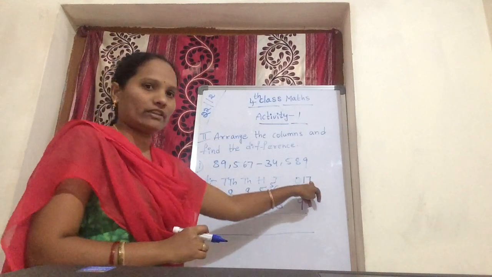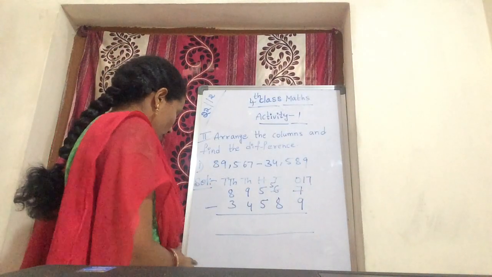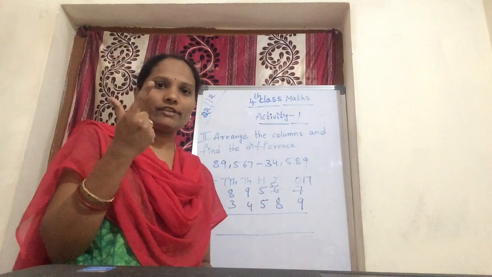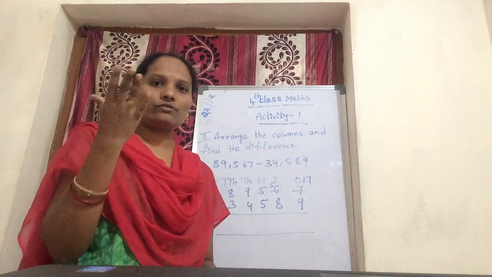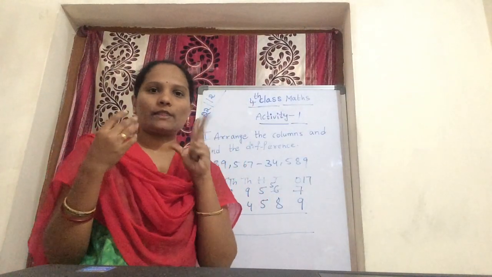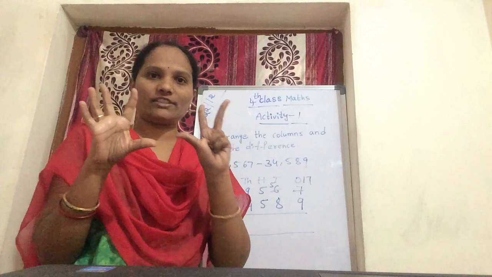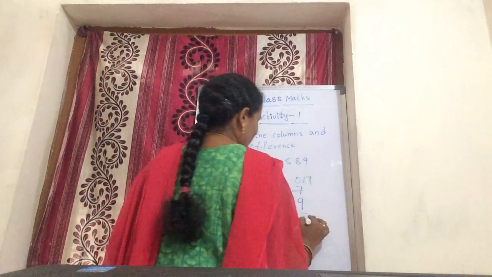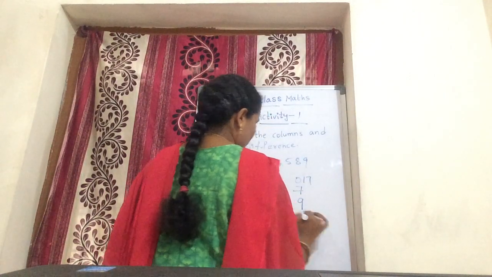Count from 9 up to 17, using your fingers. So 9 after: 10, 11, 12, 13, 14, 15, 16, 17. Now total how many? 8 fingers. So what is your answer, amma? 8. Keep that in the ones.